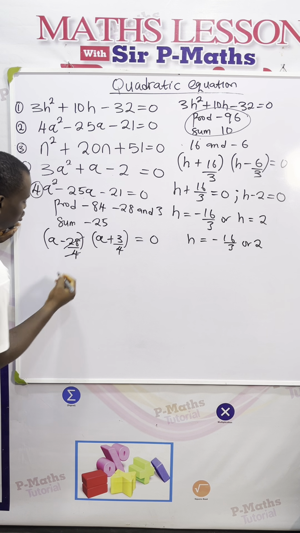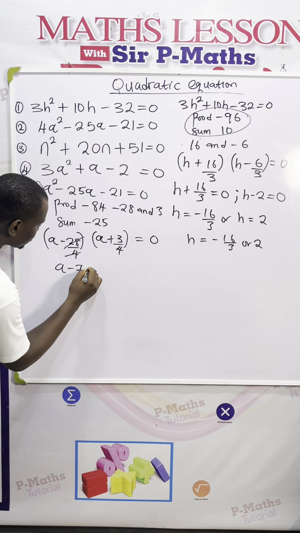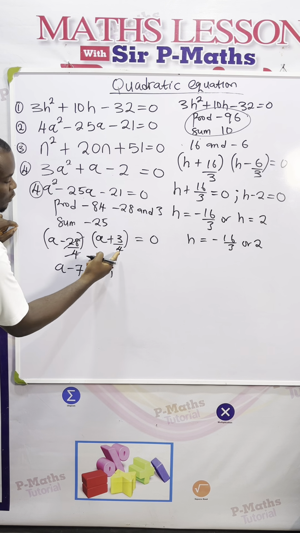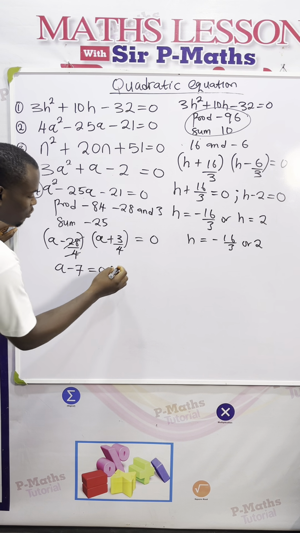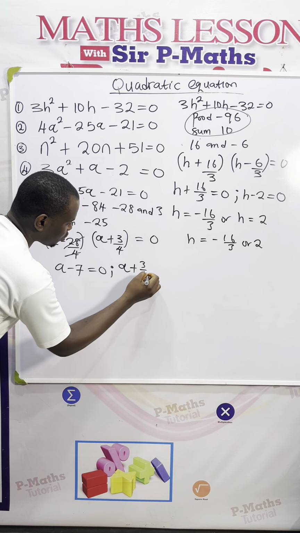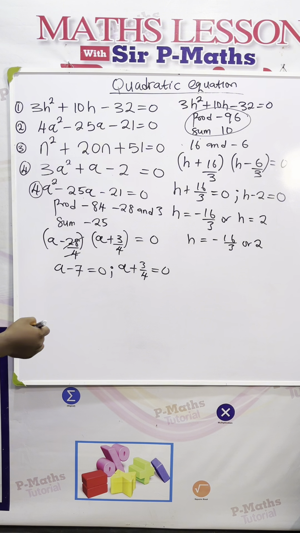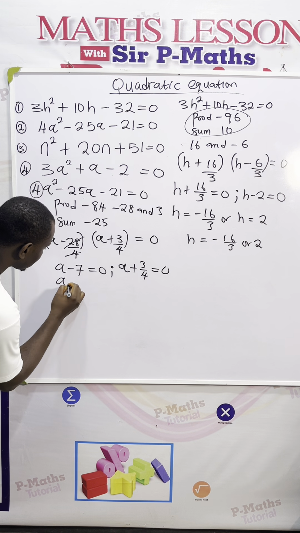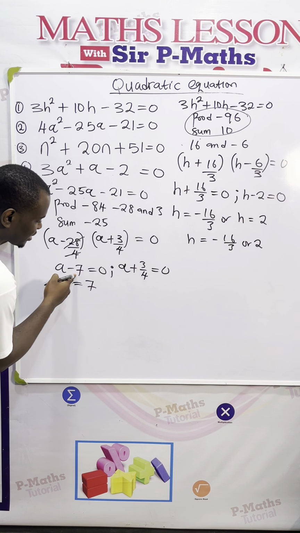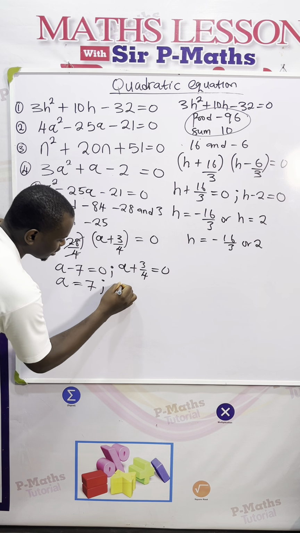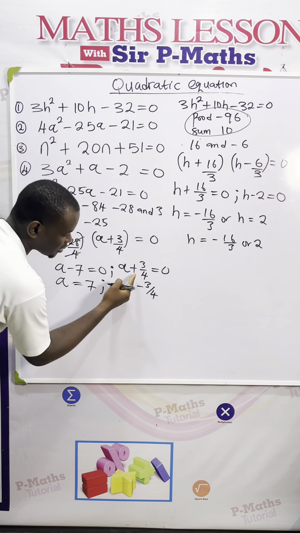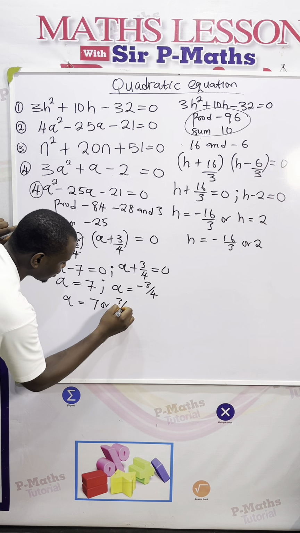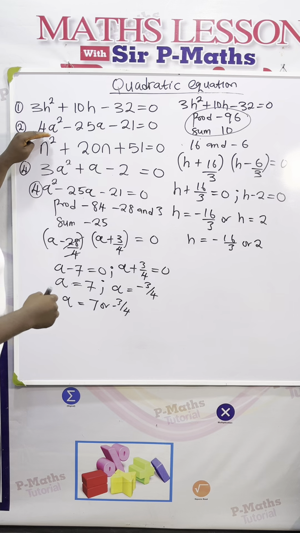Now 4 divides 28 to give us 7. So that will be a minus 7 equated to 0. Then the next one, a plus 3 over 4 cannot simplify. 3 cannot be divided by 4. So we have a plus 3 over 4 equal to what? 0. So lastly, move 7 to the right hand side. Move 3 over 4 to the right hand side. So that gives us a equal to positive 7, since here is negative. And then here is minus 3 over 4, since it is positive here. So our a would be 7 or minus 3 over 4. That's the solution to the second question.